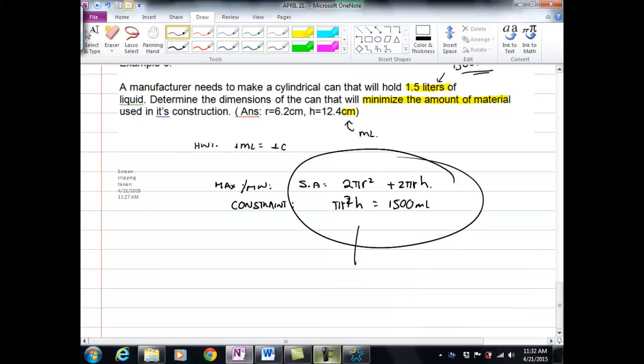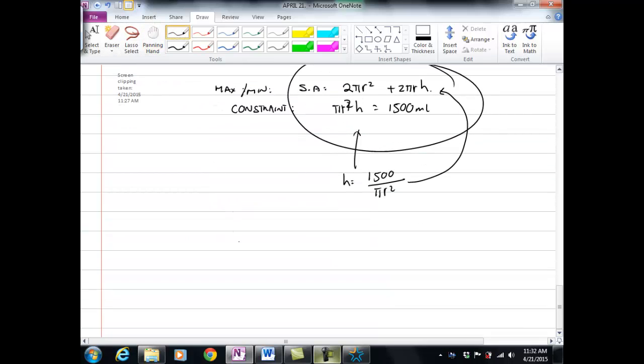Go. If you're lost, I'm going to solve for h. That's probably the best one to solve for. So it's 1500 over pi r squared. Sub this into here. So what you get is SA equals 2 pi r squared plus 2 pi r times 1500 over pi r squared. So what you should be left with is 2 pi r squared plus 3,000 over r.